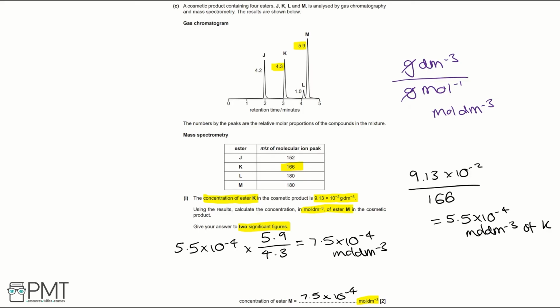In this question, you get a mark for the concentration of K, so 5.5 times 10 to the negative 4, and a mark for the concentration of M, so 7.5 times 10 to the negative 4.